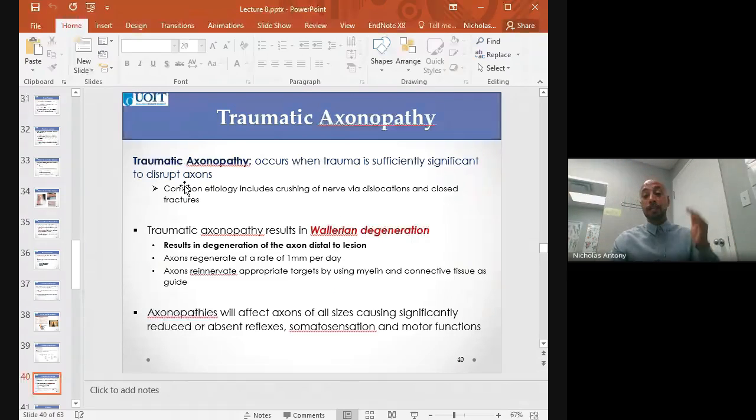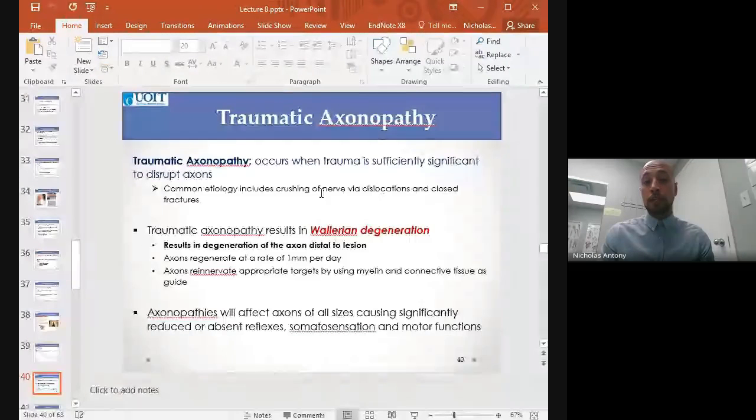Okay. The next level of a mononeuropathy is traumatic axonopathy. This is where there's significant enough trauma not only to affect the myelin, but it's also enough to disrupt the axons. So typically, it has to be significant. This is typically a result of crushing via dislocations and closed fractures.